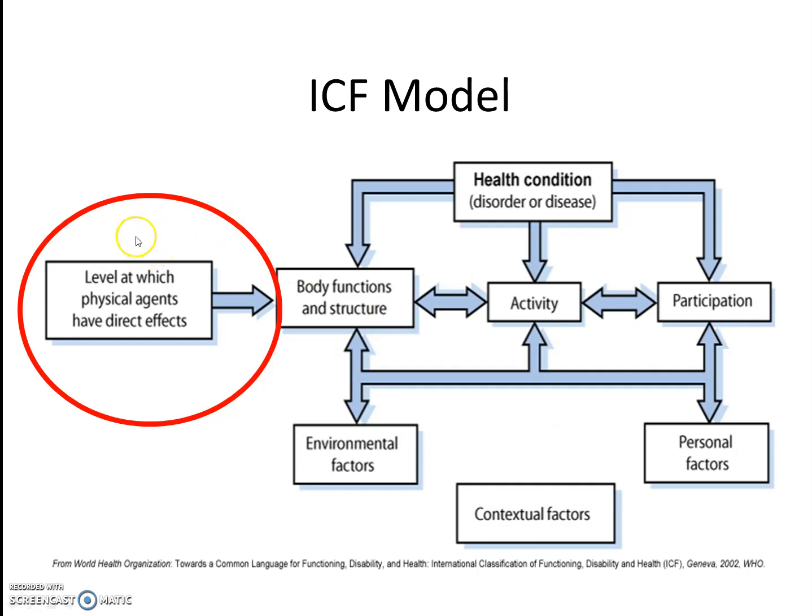However, what I want to point out here is the level at which our physical agents have a direct effect on our patient. So our physical agents work specifically at the body function and structure level. So our physical agents or our modalities, we're trying to fix a tissue injury or a structural impairment that will then impact further issues. So again, think of our physical agents as trying to work on the tissue or the structure itself.